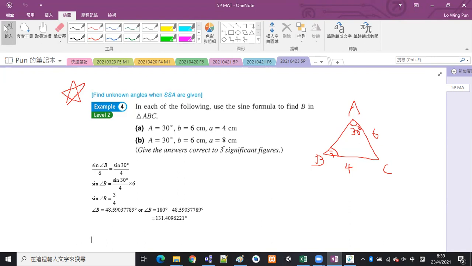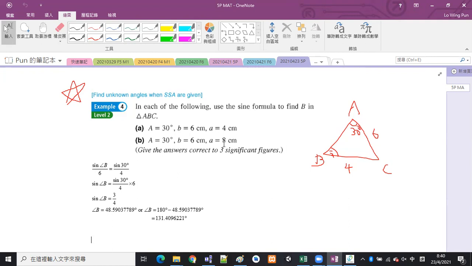It's 131 point something plus 30 is just 161 point something. It is still room to include the third angle. So the idea is like this. Okay? So this is an answer. This is also an answer. So for this question, part A, there will be two possible answers. Okay, so these are the answers. Can you get the idea here?